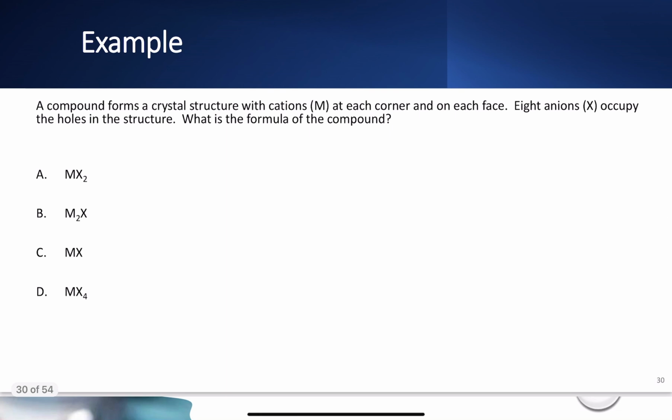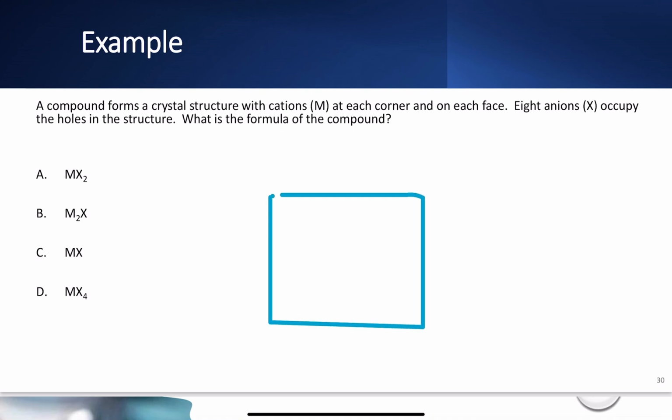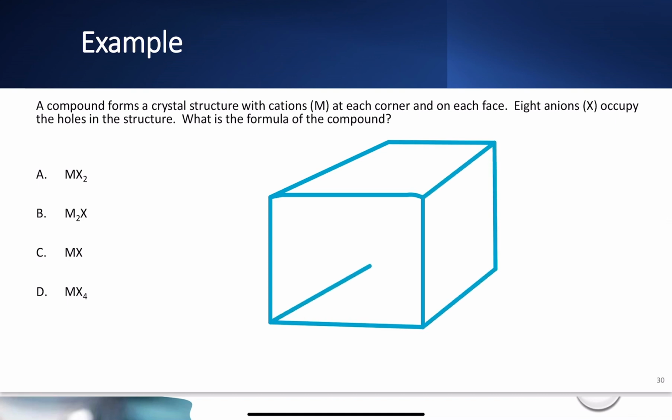How about this? A compound forms a crystal structure with cations M at each corner and on each face. 8 anions occupy the holes in the structure. What is the formula of the compound? For me, you can do this however you want. For me, the easiest thing to do is to draw this out. So I've got crystal structure.